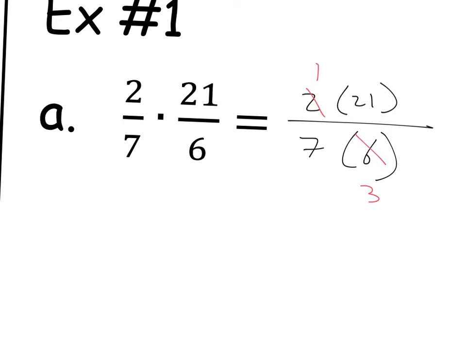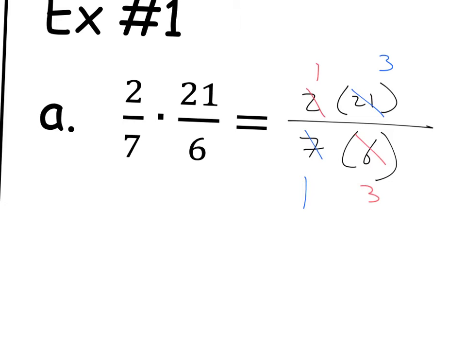Is there anything else that cancels out? Well, yeah, there is actually. There's a 21 and a 7. 7 goes into both of these numbers, so I can cancel those out. If I take a 7 out of 21, I'm left with a 3. If I take a 7 out of 7, I'm left with a 1.